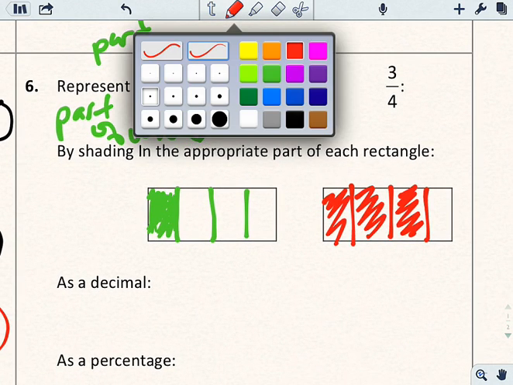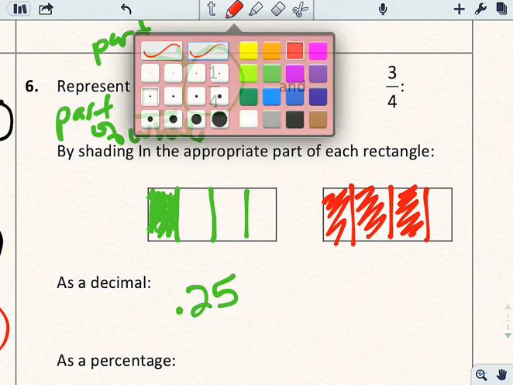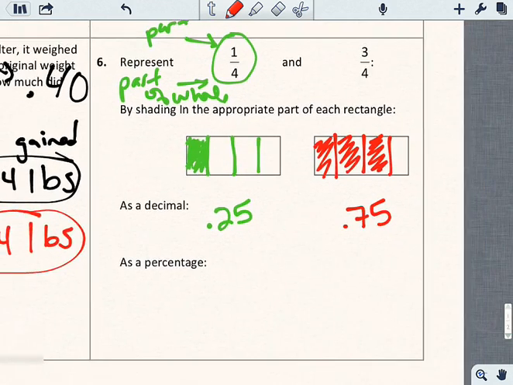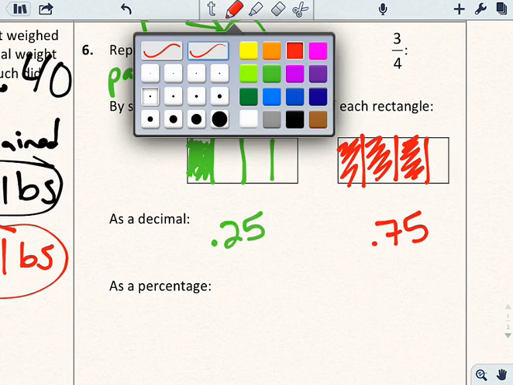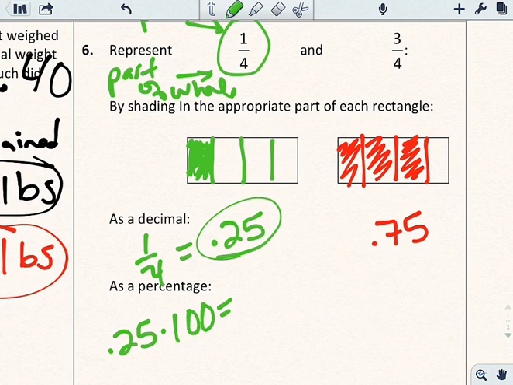Okay, so as a decimal, we can come up with this a couple different ways. Primarily, you can just take 1 divided by 4 and end up with 0.25. Here, same idea, this is going to be 0.75. Color scheme, Mr. Collins, that's important. Then as a percentage, we take that number and multiply it by 100. So 0.25 times 100, where this is 1 divided by 4, is going to equal 25%.